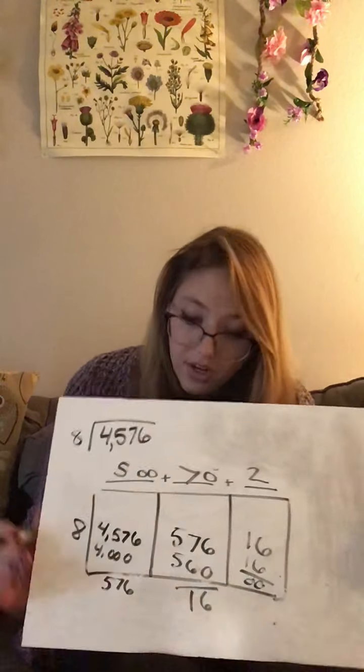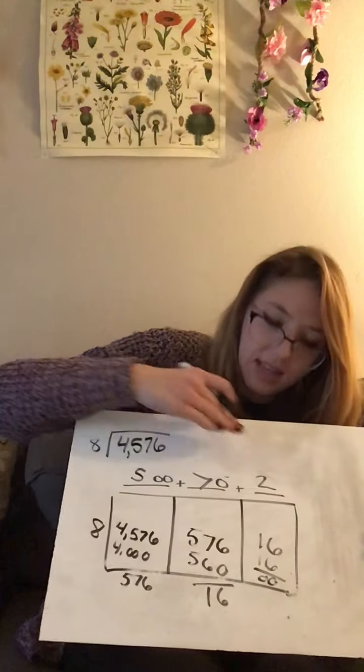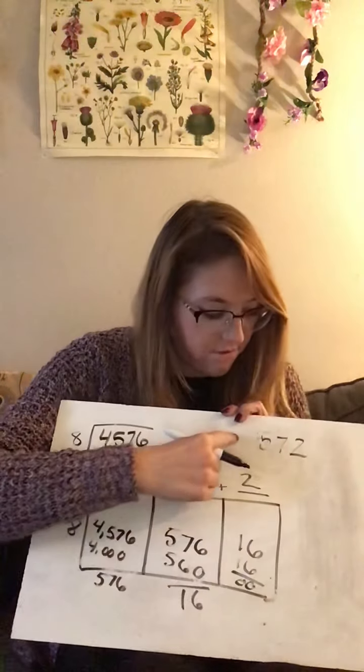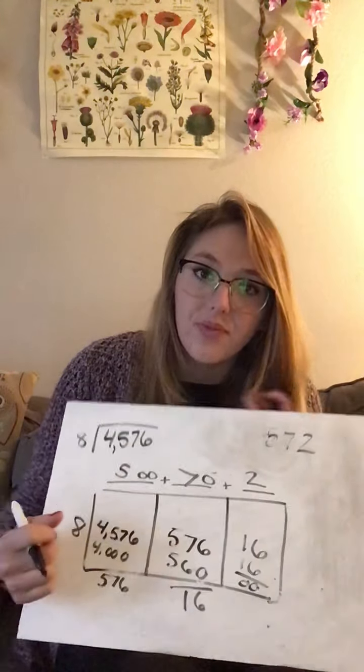So the answer are the 3 numbers you'll see on the top. We put those together to form the answer. 572. My answer is 572. That is how we divide with the place value sections. So the answer to this problem up top, 4,576 divided by 8 is 572. Nice work, you guys.